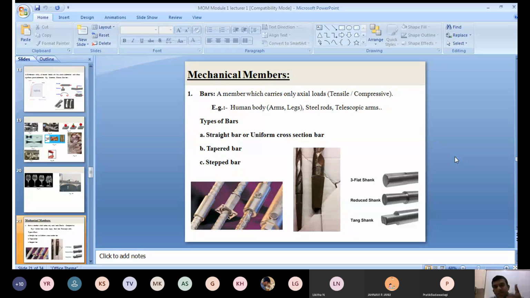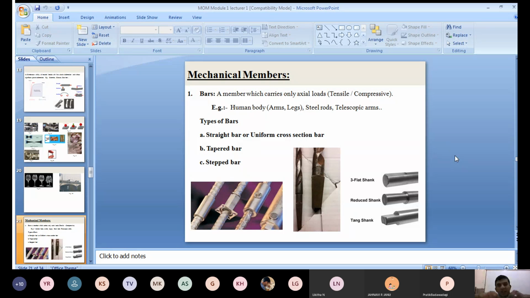The first mechanical member is called bars. So what are bars? If you consider a member subject to only axial load, it may be tensile or compressive. Those mechanical members are called bars, right?